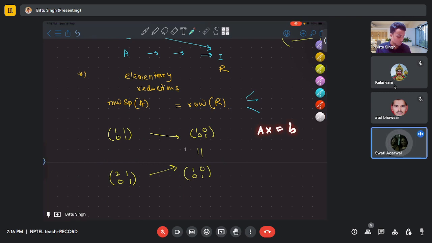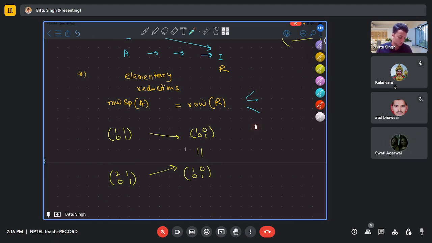My question is, any matrix which is going to full rank row reduction, reduced row echelon form, it will become an identity matrix.